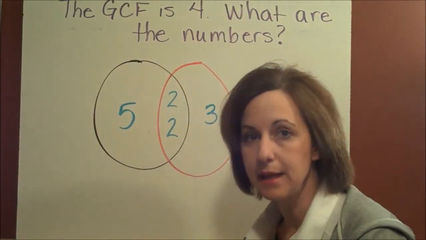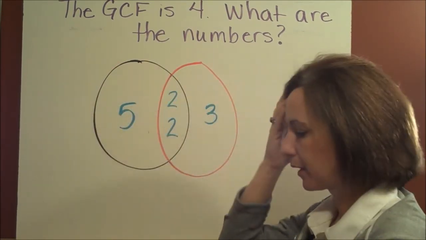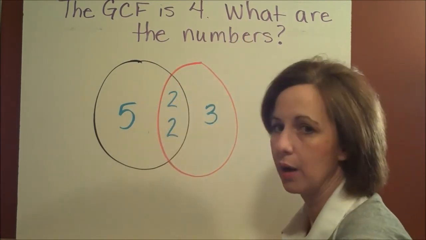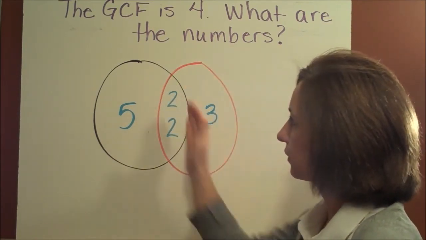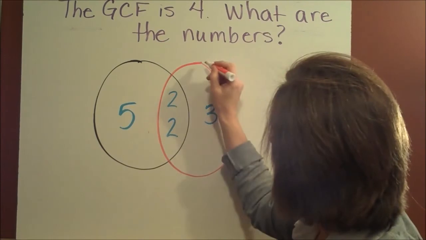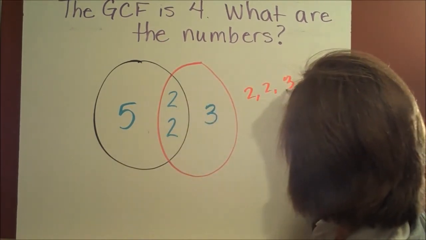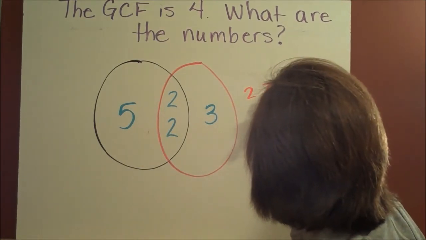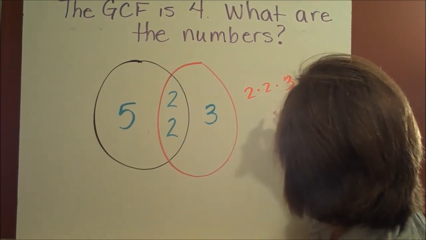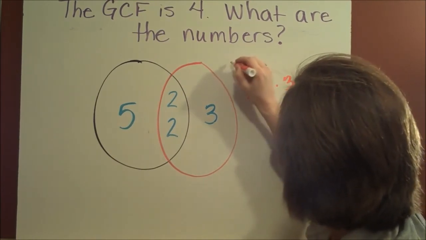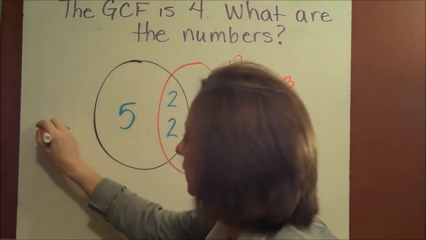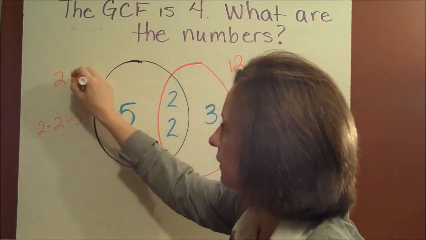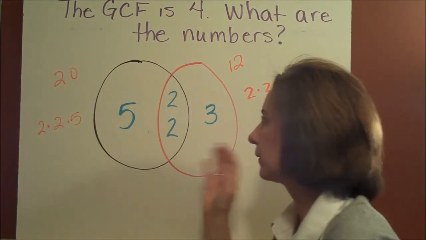Now, this is the same kind of thing, except it's asking you to figure out the numbers that go here. And it told you that the GCF is 4, and we see that because 2 times 2 is 4. So they're asking you what numbers are in this circle and what numbers are in this circle. Well, if I look at the red, I've got a 2 and a 2 and a 3. If that's the prime factorization of a number, what number is it? Well, we know that if you multiply the prime factorization, you get your original number. So 2 times 2 times 3 is 12. Over here, I've got 2 and 2 and 5. And 2 times 2 times 5 is 20. So this problem is talking about 12 and 20.